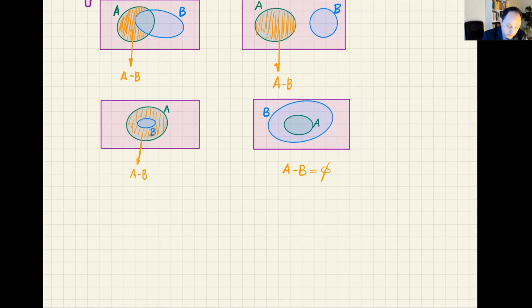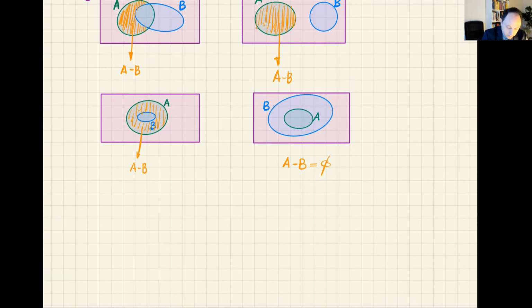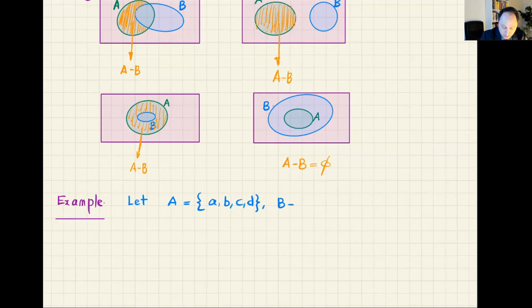Let me start with very simple examples now. So example, let me write this. Let A be this set {a, b, c, d}, and B be this set {c, d}, and C, for example, be this set {a, b}.